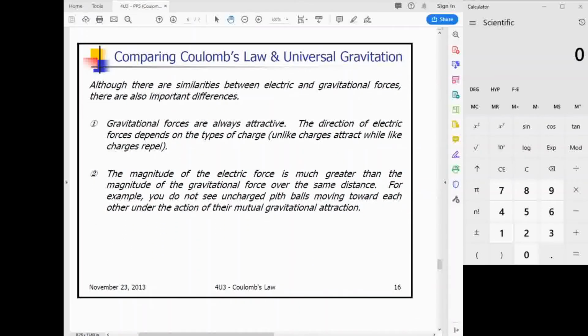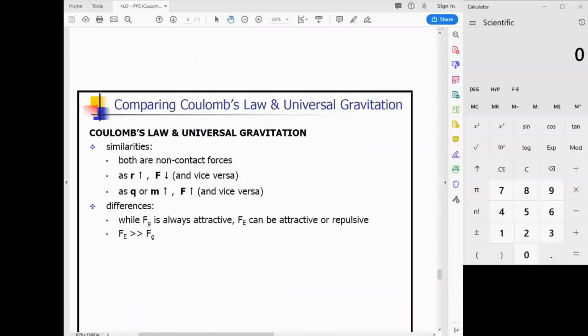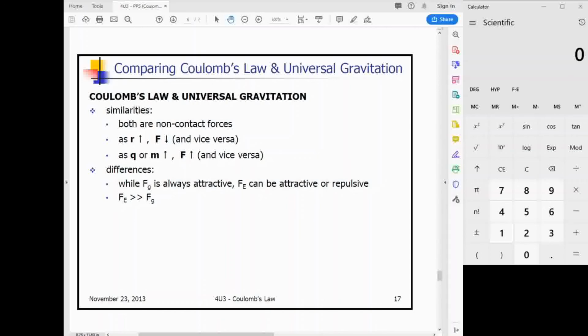Some other things to note. The gravitational force is always attractive. So the electric force can either be repulsive or attractive, depending on what types of charges we have, whereas the gravitational force is always attractive. And the magnitude of the electric force is much greater than the magnitude of the gravitational force over the same distance. So this slide I'd like you to copy down. These are the similarities between the electrostatic force and the gravitational force, and some differences as well.